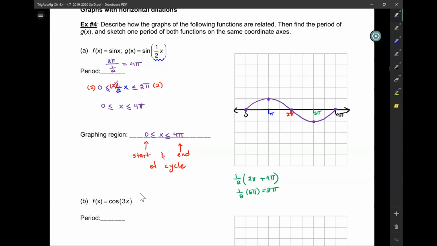Okay, so what's different here? Instead of starting at 0 and ending at 2 pi, it now ends at 4 pi. So if I were to graph this first one, it would have looked like this, right? Started at 0 and ended at 2 pi, but now look, this one took longer to finish. Okay? All right, let's do another one.